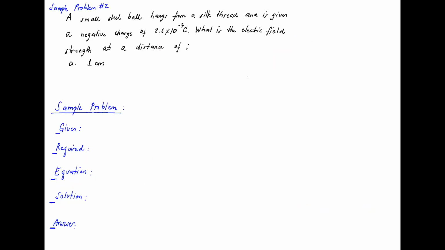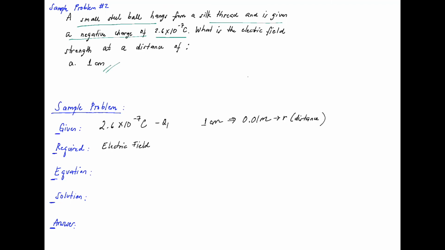So here we have the next sample problem. A small steel ball hangs from a silk thread and is given a negative charge of 2.6 times 10 raised to negative 7 coulomb. What is the electric field strength at a distance of 1 centimeter? Now we have to take note of the given as well as the required. The given is 2.6 times 10 raised to negative 7 coulomb, that is the charge. And we also have the distance, which is 1 centimeter or 0.01 meter, represented as R. And we're looking for the electric field.